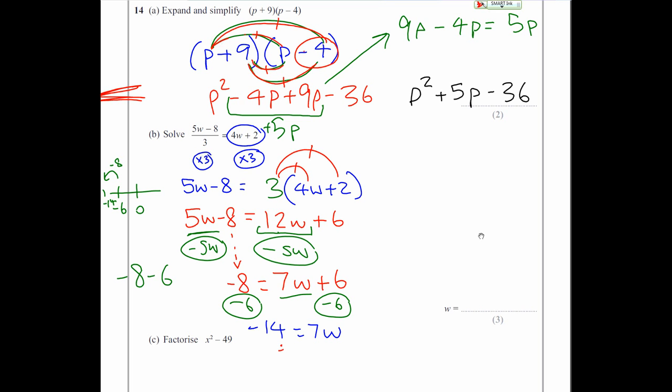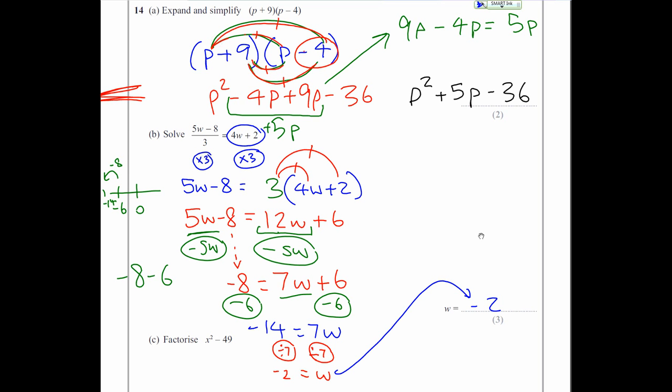Final step, we want to divide by 7 because we want w on its own. 14 divided by 7 is 2, and it's a minus. So minus 2 equals w, aka, write it the other way around, w is minus 2.